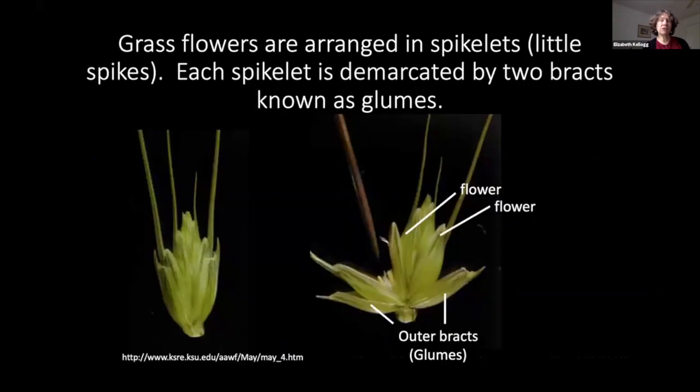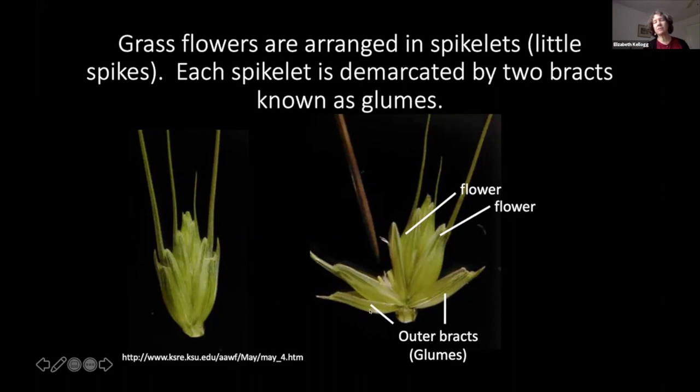And I need to introduce you to just a little bit of grass floral anatomy, not much, but some. The grass flowers are arranged in little spikes, so these little structures known as spikelets. So this is a spikelet right here. And it's a series of bracts surrounding a fairly conventional flower. And the outer bracts subtend the spike. So there are 2 outer bracts, and then 1 flower, 2 flowers, 3 flowers, 4, and so forth.